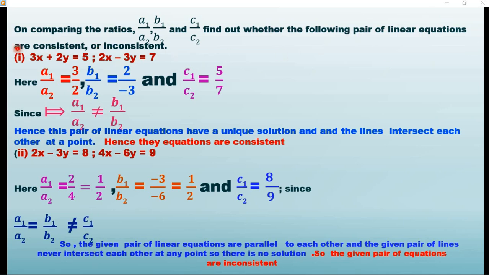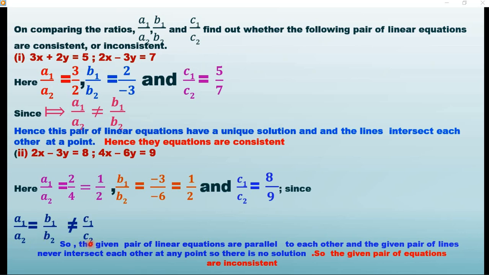Here you have to find whether they are consistent or inconsistent. The same method is applicable, but in the last line you have to write that the equations are consistent because this condition is satisfied. This is the condition for a unique solution. You will understand this with practice. You have to practice many sums, and you will understand how we get the condition for a unique solution.